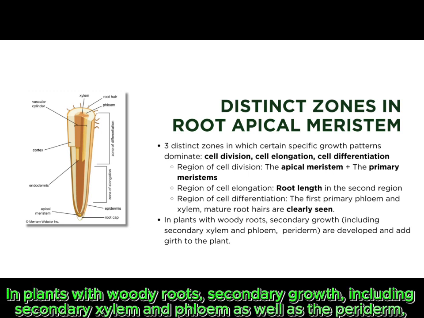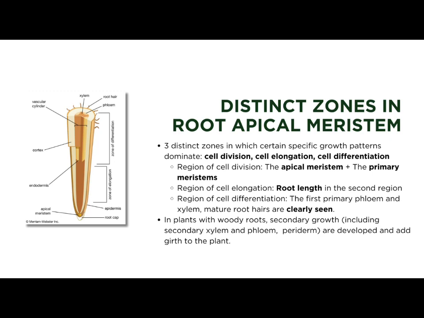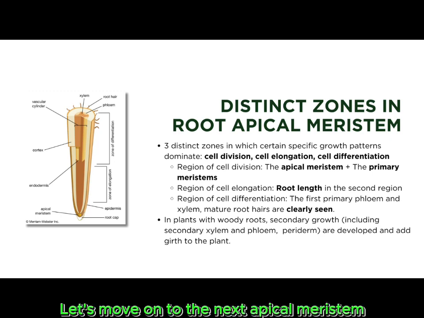In plants with woody roots, secondary growth, including secondary xylem and phloem, as well as the periderm, are developed and add girth to the plant. Let's move on to the next apical meristem.